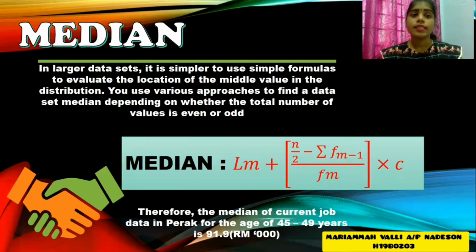For mean and median in a larger data set, it is simpler to use formulas to evaluate the location of the middle value in the distribution. You use a different approach to find the median depending on whether the total number of values is even or odd. This is the formula for median. Therefore, the median of current job data in Perak for the age 45 to 49 years is 91.9.